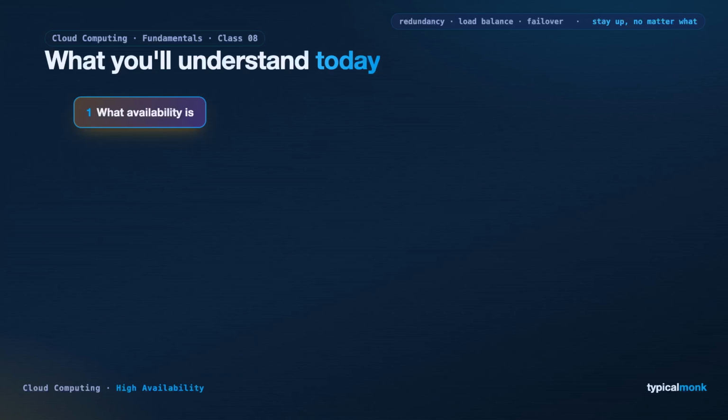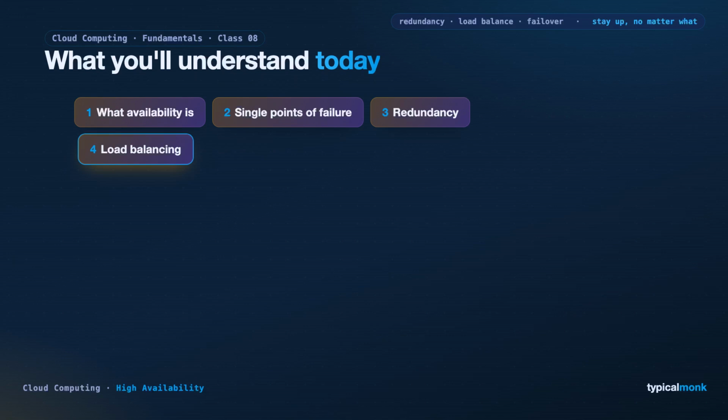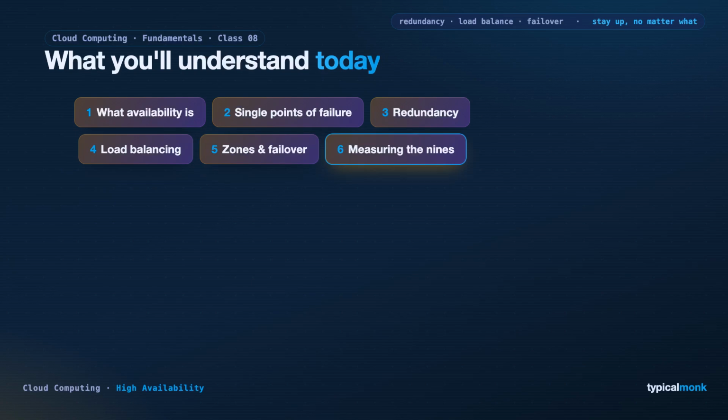Here is our path for today. First, what availability actually means. Second, single points of failure. Third, redundancy. Fourth, load balancing. Fifth, zones and automatic failover. And sixth, measuring availability in nines.